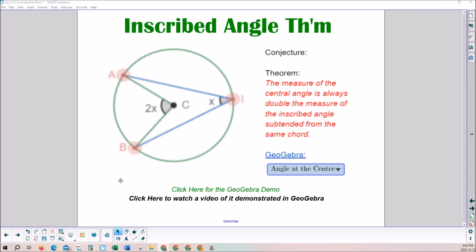So what we just demonstrated with this is called the inscribed angle theorem. You can write this theorem on your handout. The measure of a central angle is always double the measure of the inscribed angle from the same chord. So if you go from this chord and go to the middle, or go to the inscribed, the angle in the middle is double this one. Or you could think of it as this as being half of that.